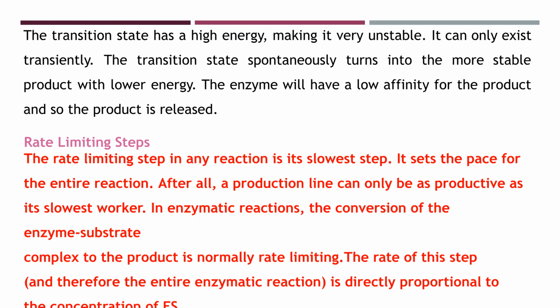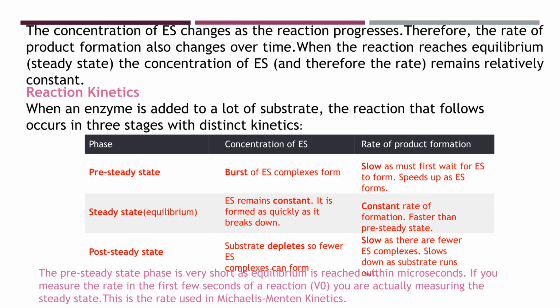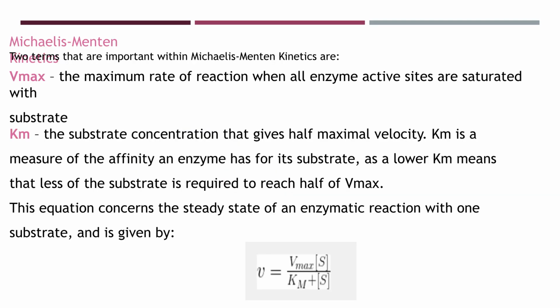The slowest step, or rate-limiting step, in enzymatic reactions is typically the conversion of the enzyme-substrate complex to the product, setting the pace for the entire reaction. The concentration of the enzyme-substrate complex changes until equilibrium or a steady state is reached, where the concentration remains constant. Enzyme reactions have three kinetic stages, with the short pre-steady state phase quickly transitioning to the steady state, which is used for measuring initial rate in Michaelis-Menten kinetics.